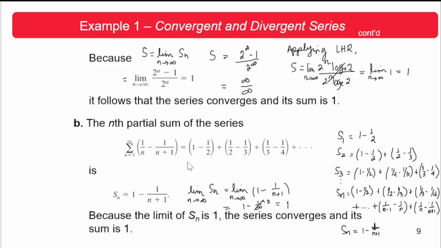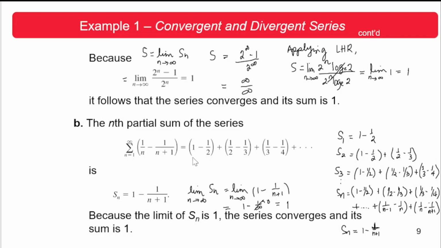Another example, suppose you're given the infinite series, the summation of 1 over n minus 1 over n plus 1, where n is from 1 to infinity. If the value of n is 1, then you have 1 minus 1 over 1 plus 1, or 1/2. So that's the first term of the series. If n is 2, then we have 1 over 2 minus 1 over 2 plus 1, or 1/3, plus if n is 3, then we have 1 over 3 minus 1 over 3 plus 1, or 1/4, plus and so on and so forth.